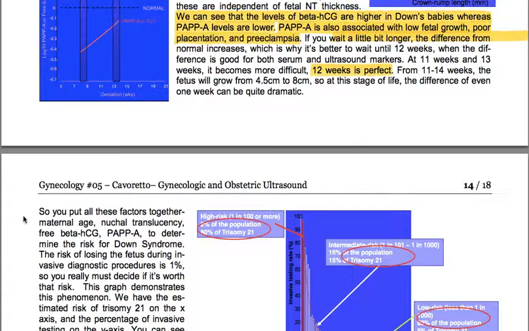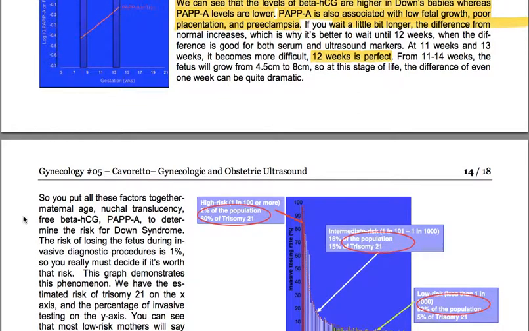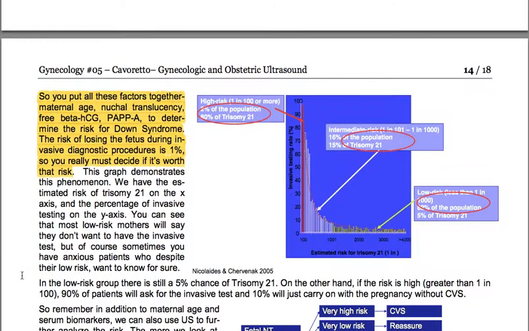So you pull all these factors together, maternal age, nuchal translucency, free beta HCG, PAPP-A, to determine the risk for Down syndrome. The risk of losing the fetus during invasive diagnostic procedures is 1%, so you really must decide if it's worth that risk. This graph demonstrates this phenomenon.